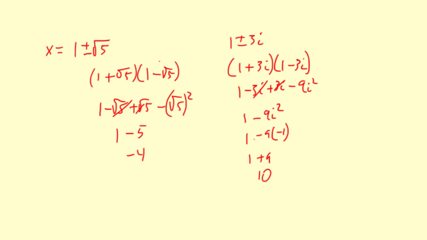Okay, so complex conjugates multiply together to make only a real part, and they have a special rule where it's plus or minus something. So it's a real number plus or minus an imaginary part. Those are complex conjugates. And you'll learn more about those as you deal with solving equations later on.